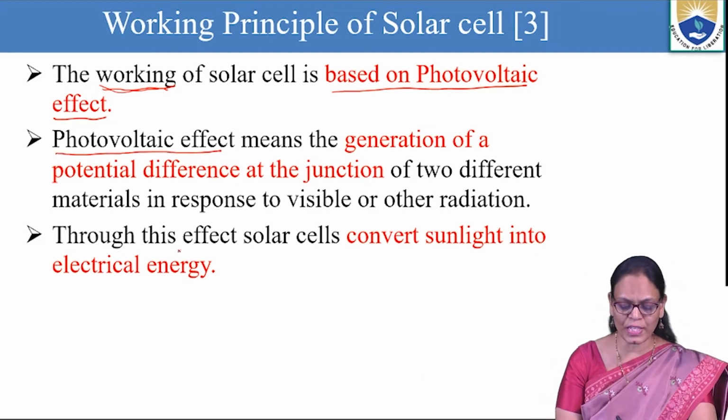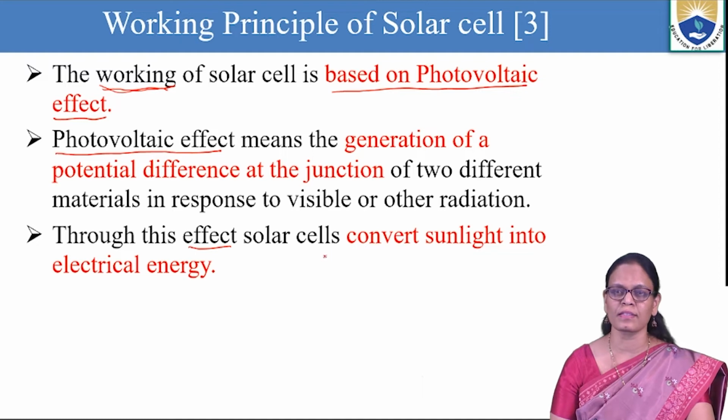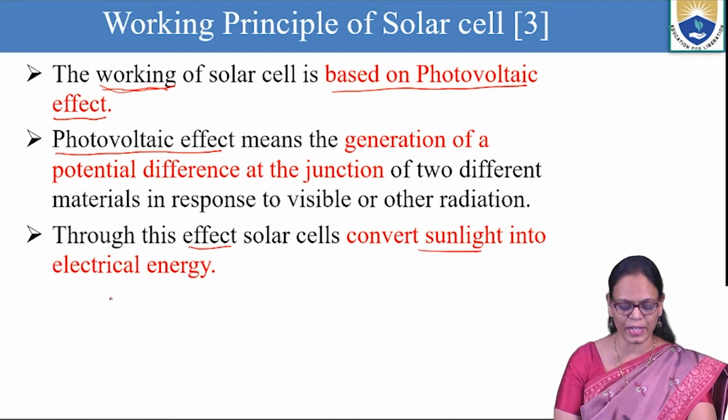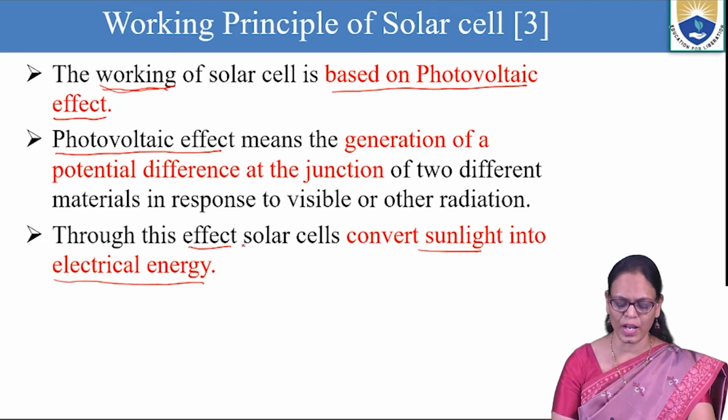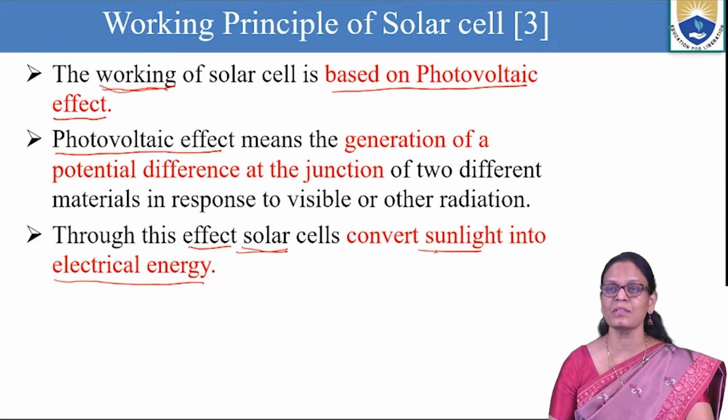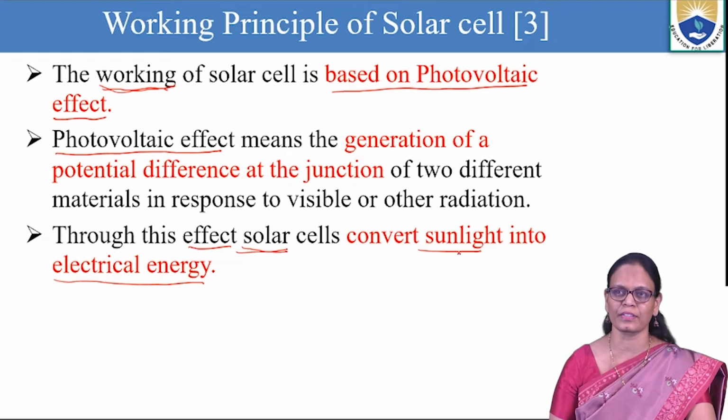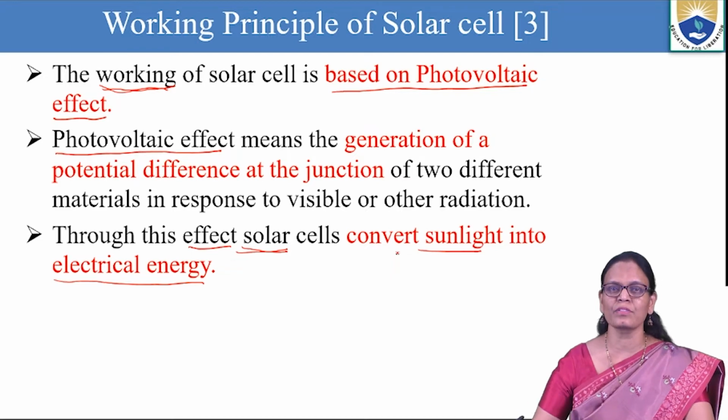And through this effect, the solar cells convert sunlight into electrical energy. Whatever light we are getting is from the sunlight. The name solar comes from the solar light or the sunlight. So these are cells which are converting sunlight into electrical energy.